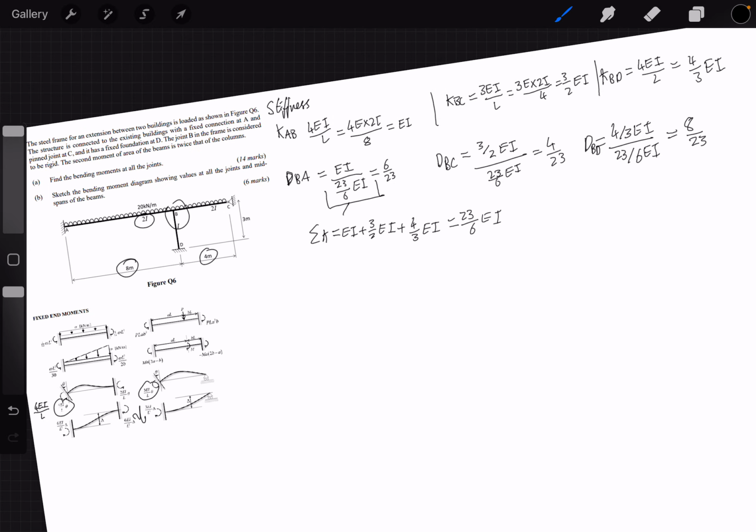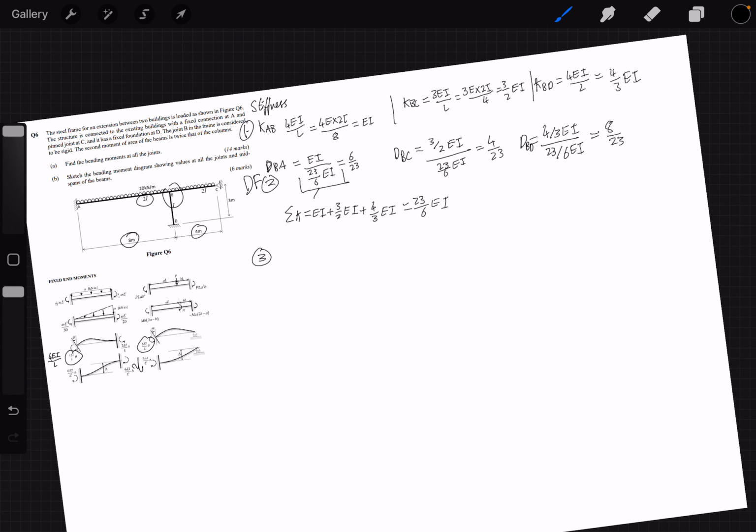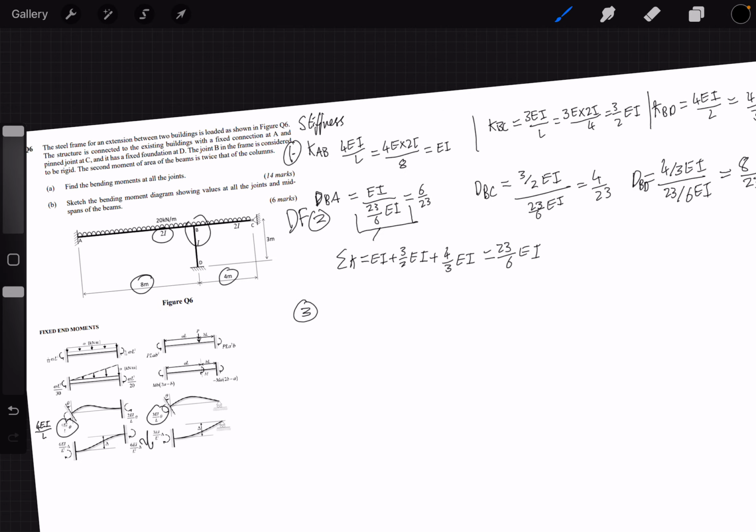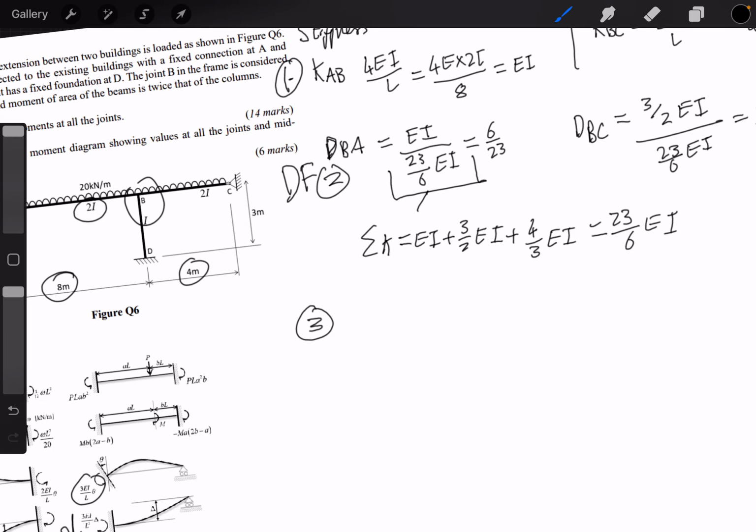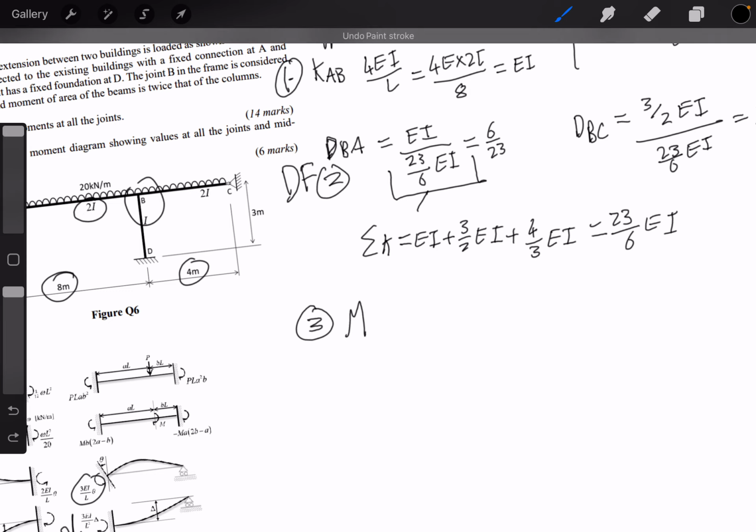Okay, now what do we do? So we've done the first two steps. The stiffness is the first, distribution factor is the second. Now we do the third, or at least my third step, and we find the fixed end moments. Okay, so let's first start off with AB. That's what we've been starting off with, so let's do that for the moments as well.